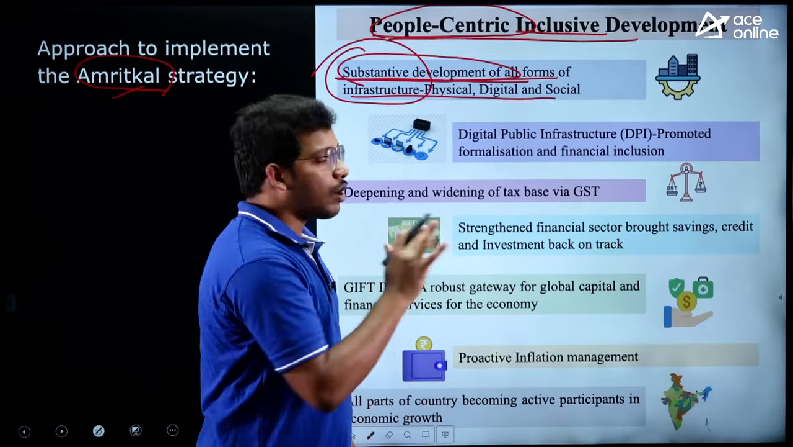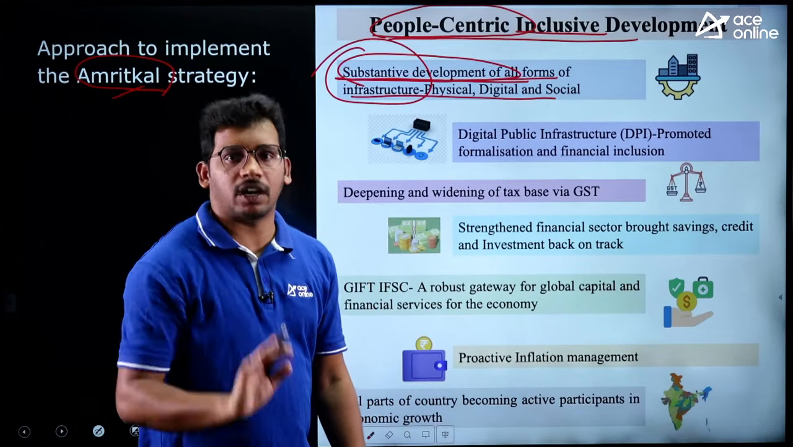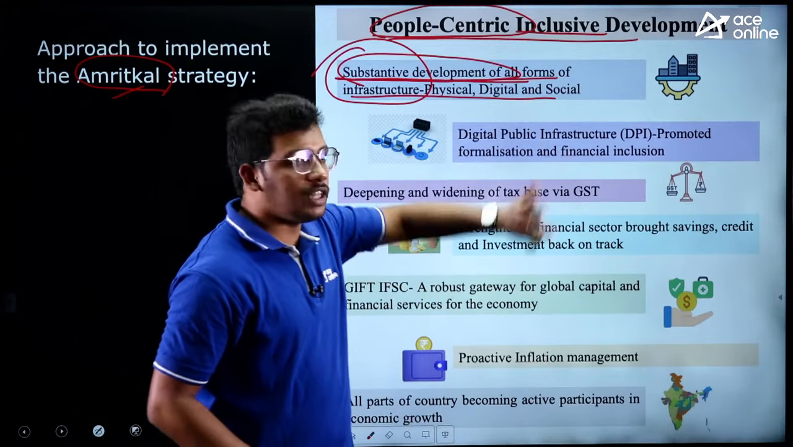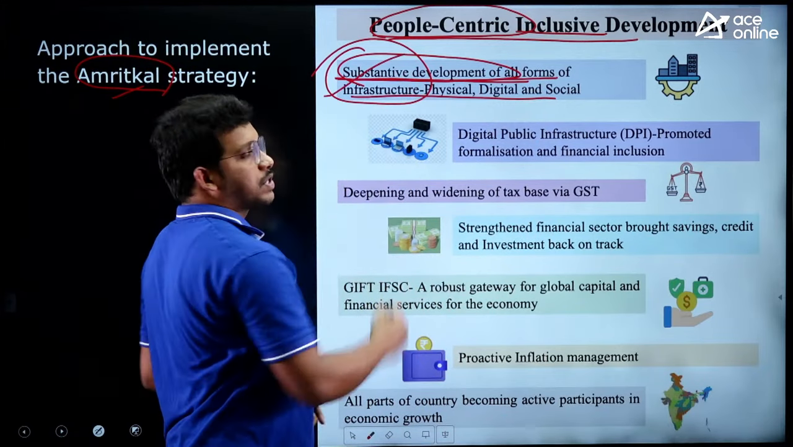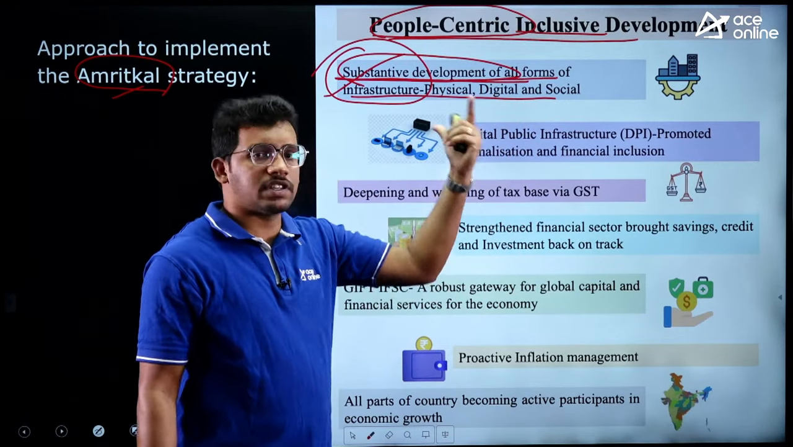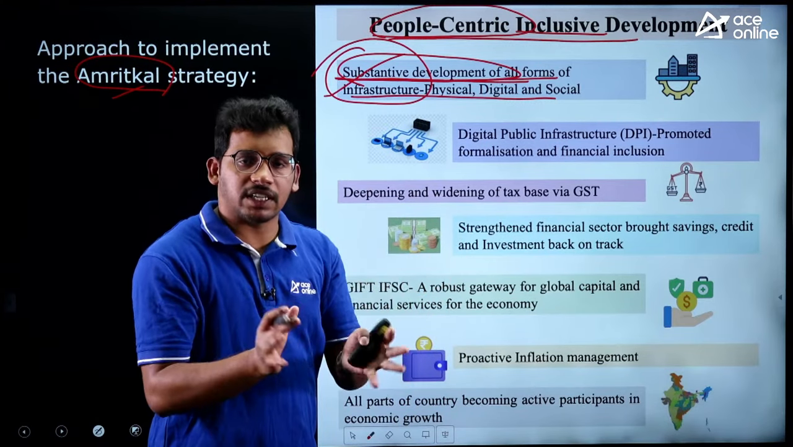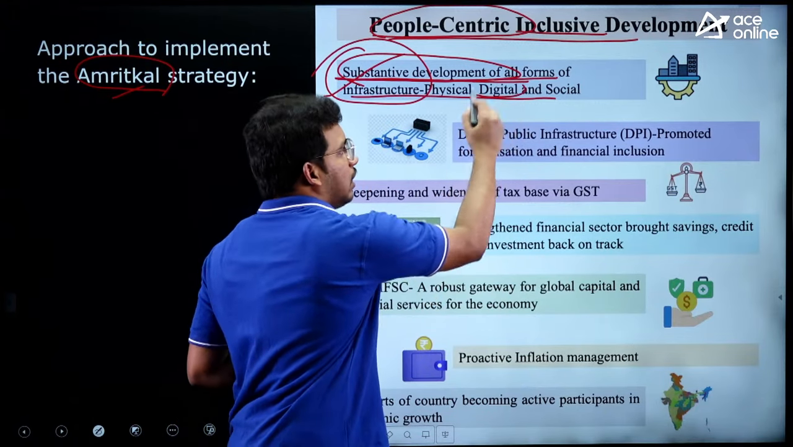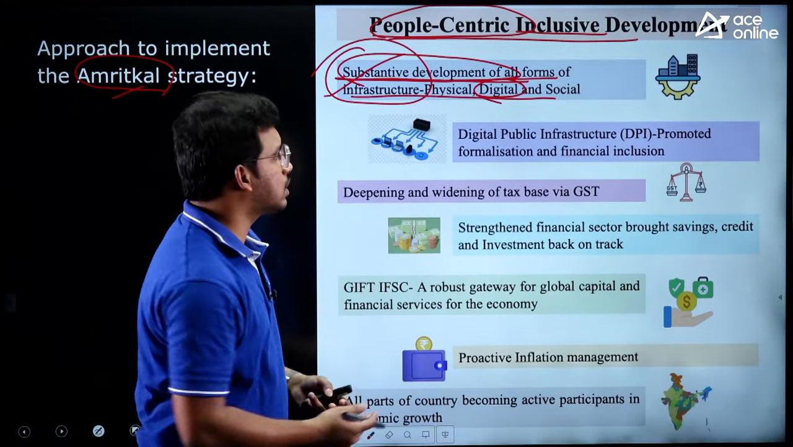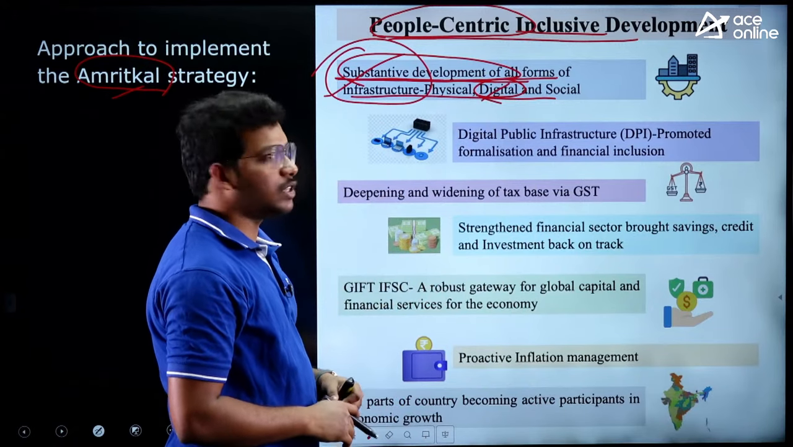So the creation of infrastructure, whether physical, that is buildings, digital, that is in digital form like the internet, and social infrastructure, that means literacy, gender equality. All these things will be taken care of in the substantive development through creation of social, digital and physical infrastructure. Social infrastructure means equality between genders, equality between castes. It is not a physical asset, rather an ideal one. Then digital infrastructure, the internet is an example. It should have all the digital resources, right? So this is the first approach that the government is going to take.